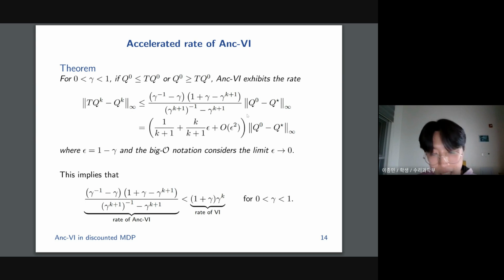And if we see the last line in this slide, we compare the rate of ANC-VI and rate of VI. And indeed, the rate of ANC-VI is always faster than the rate of VI for any discount factor gamma. And one interesting point of this rate is that even if gamma is close to 1, our rate guarantees the sublinear rate 1 over k plus 1. In the theorem, if we see the equality part, then we apply the Taylor expansion on the previous rate and obtain the induced inequality. And you can see that if gamma converges to 1, then this rate converges to 1 over k plus 1, which is some sublinear rate, while value iteration does show the slow convergence rate.